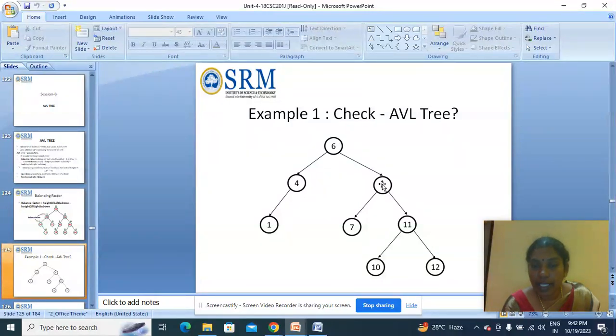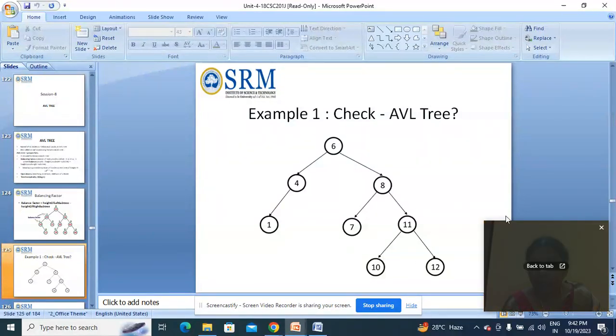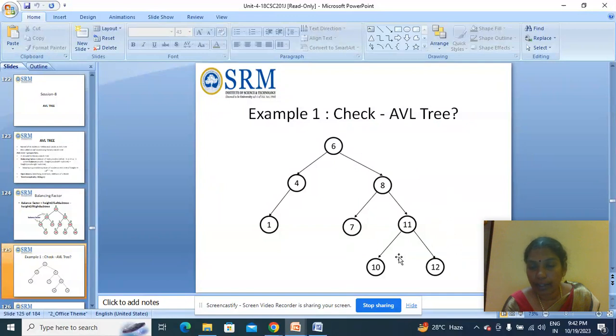Here for this 8, the left subtree height is 1 and the right subtree height is 2. So 1 minus 2 is minus 1. 7, 10 and 12 are called leaf nodes. So here the balance factor is 0. For the 11, left and right are equal, so 0. So now all the nodes contain the values 0, 1 and minus 1. So this is called an AVL tree.